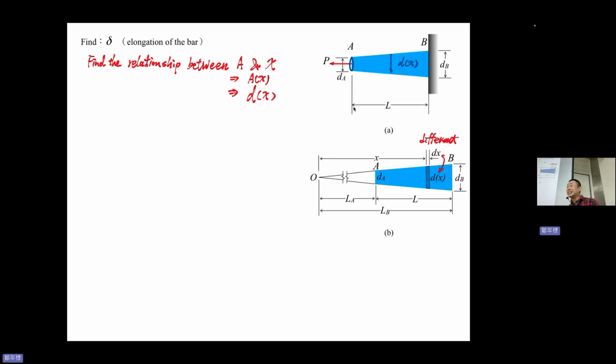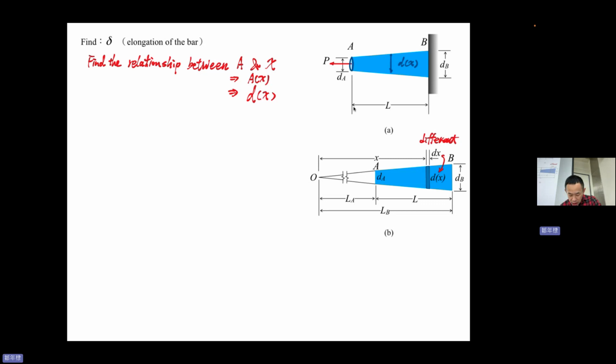You notice that, right? dx is the thickness of the segment, okay? But d of x is the function of diameter varying with the x coordinate. All right, so these two are different. So please be careful about this, okay? Now, let's take a look. So how can we get the relationship between a and x, or diameter of x?